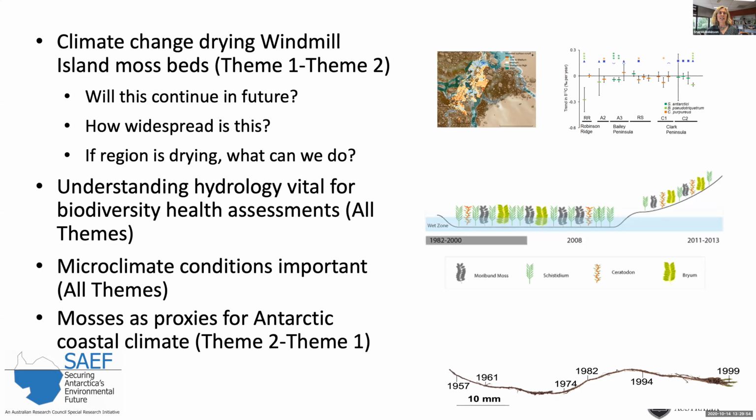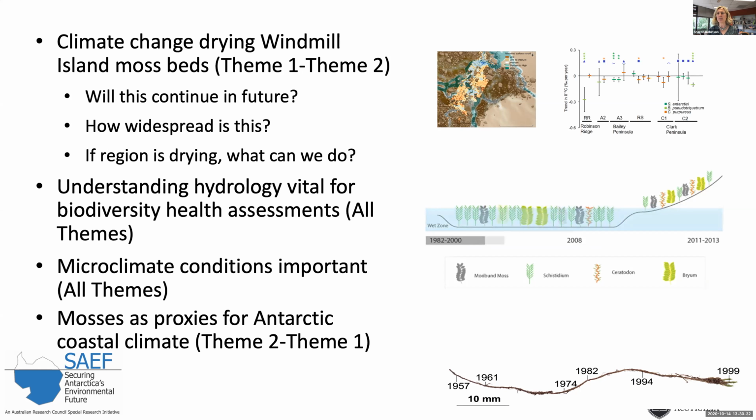That, to me, is a theme 3 issue, because it's like, could we do something, and would we be allowed to do something, and would it make sense to do something? So those are all the questions that theme 3 can help us answer. Understanding the hydrology is vital for these biodiversity health assessments, and that involves all themes, because we need new methodologies of measuring hydrology and measuring where the water's actually going, and how long we're likely to be able to preserve those snowbanks. We need to understand all of those things in order to understand what's happening to hydrology.